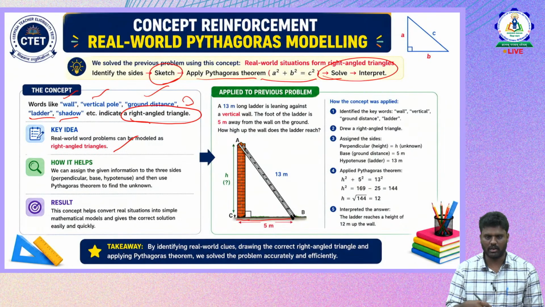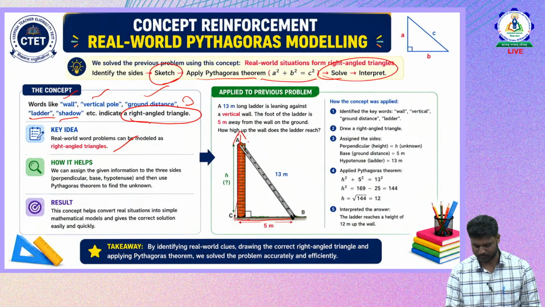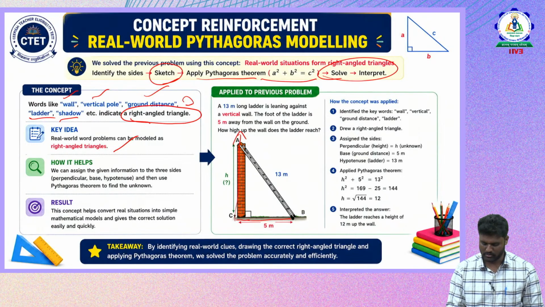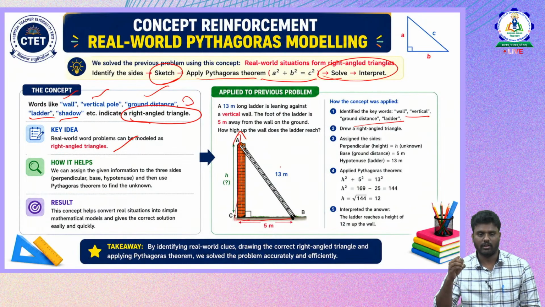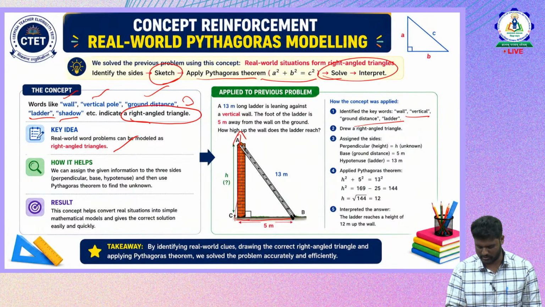Now, how high up the wall does the ladder reach? That means the perpendicular height from the base to the building. That we don't know, so we need to identify it. How can we do that here? Identify the keywords. As I said, wall, vertical, ground distance. That means the question is related to a right angle triangle, a Pythagoras sum. So draw a right angle triangle, like this.